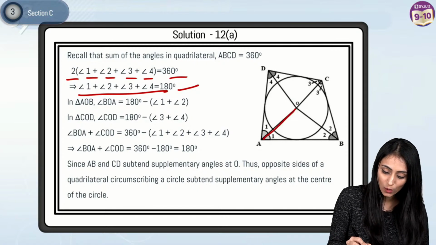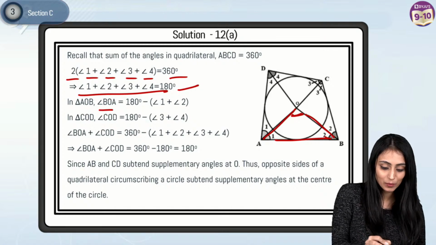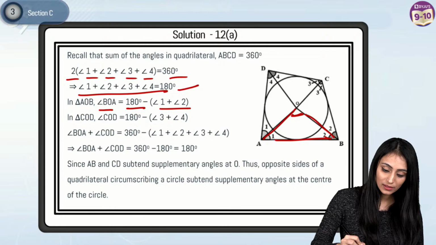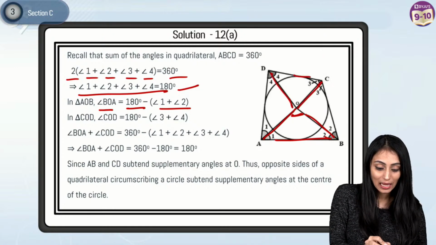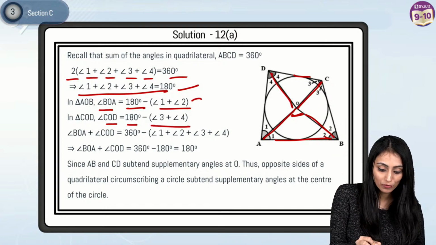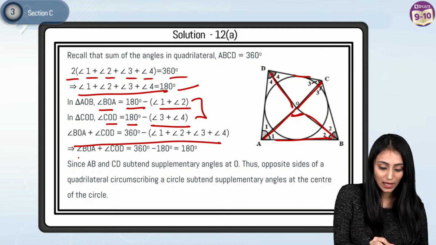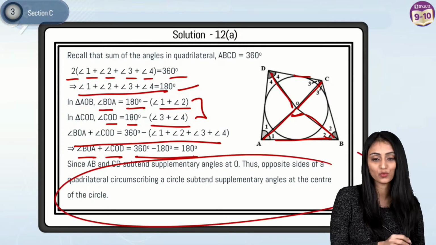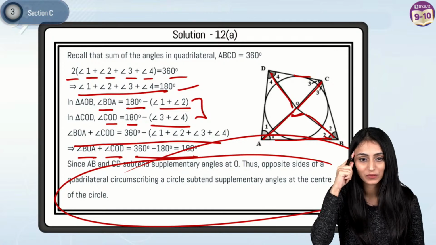Now in this triangle AOB, the sum of all the angles is 180 degrees. So angle AOB, or angle BOA, would be 180 degrees minus (angle 1 plus angle 2). Similarly in this triangle COD, using the angle sum property, angle COD would be equal to 180 degrees minus (angle 3 plus angle 4). Let's add both of them. We are going to get this equation. So finally we get angle BOA plus angle COD equals 180 degrees. Hence proved. We were supposed to prove that they are subtending supplementary angles at the center.